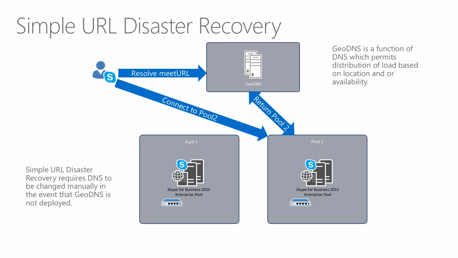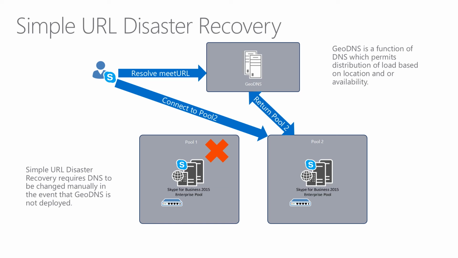When we talk about disaster recovery in simple URLs, it's important to acknowledge that there are 2 options, the automated option and the manual option. The manual option requires an administrator to modify DNS entries manually in the event of a pool failure. And obviously this can be time consuming and may have an impact in terms of service outage.